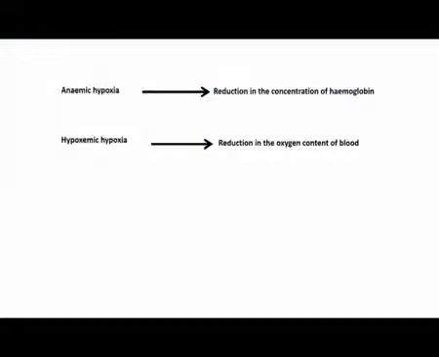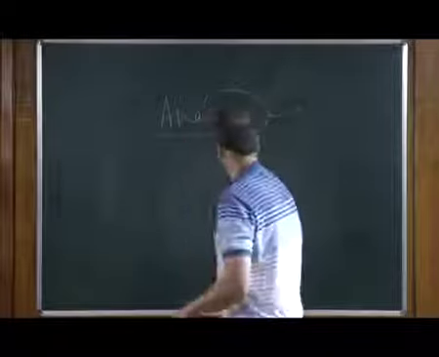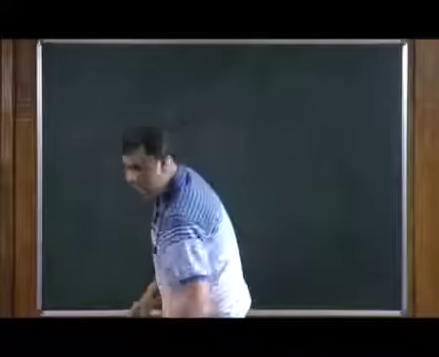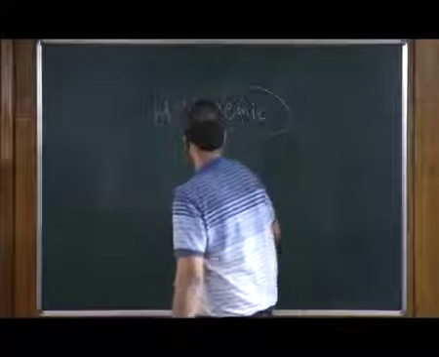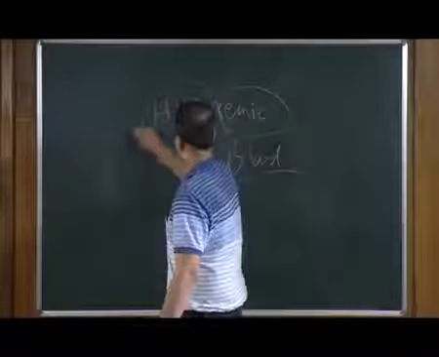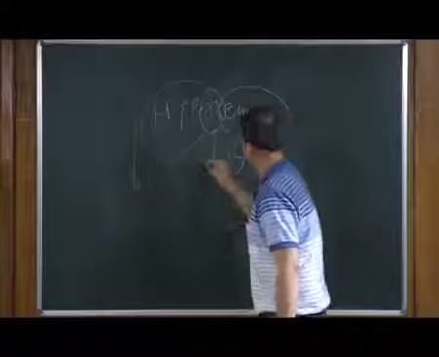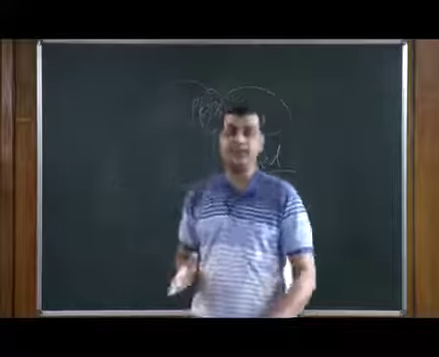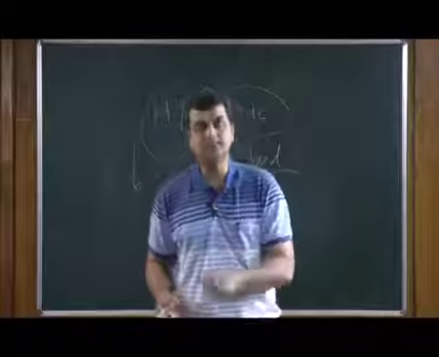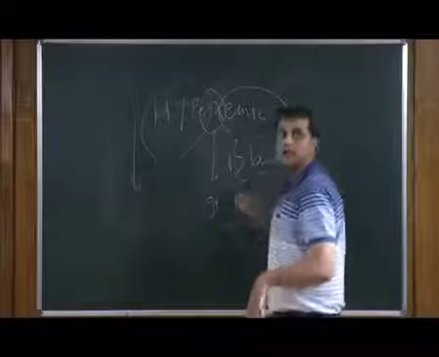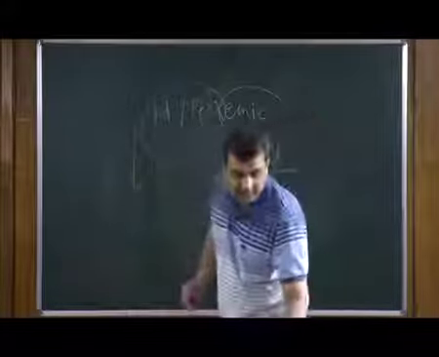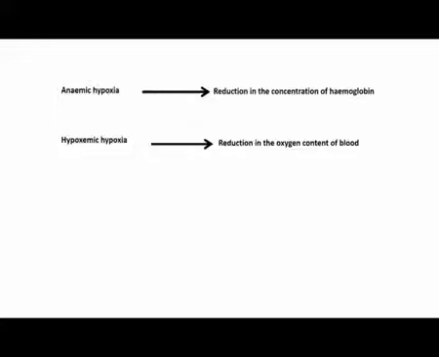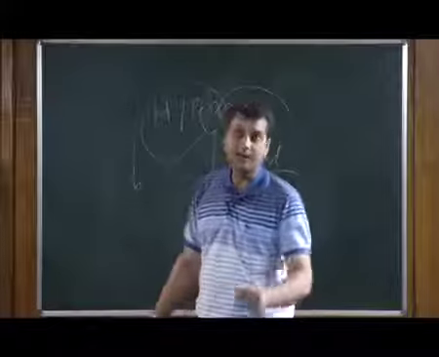hypoxemic hypoxia. If we try to find the root words in hypoxemic: emic stands for blood, hypo is less, and we have ox in between, which is oxygen. So, less oxygen in blood. We are not saying that hemoglobin concentration is down. We are just saying there is a decreased concentration of oxygen in blood leading to a hypoxic condition, and because of this we call it hypoxemic hypoxia. So, reduced oxygen content of blood is what we call hypoxemic hypoxia.